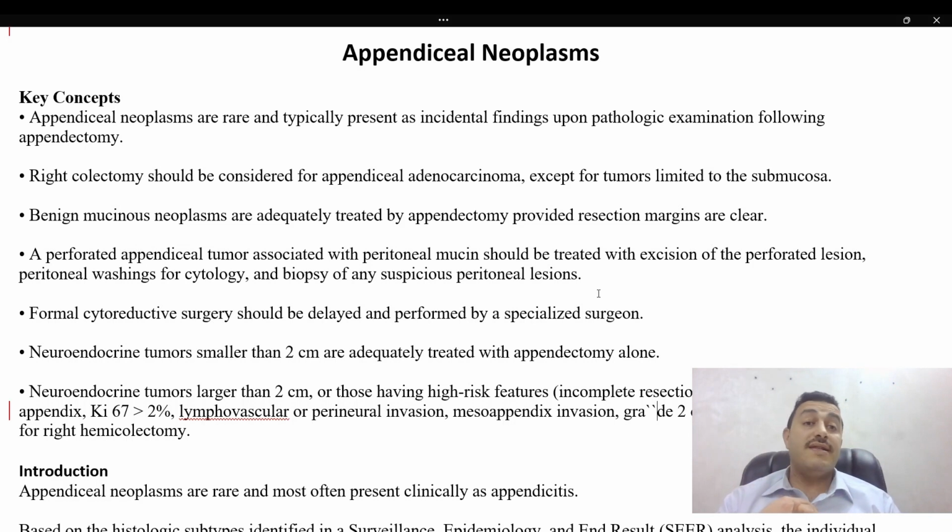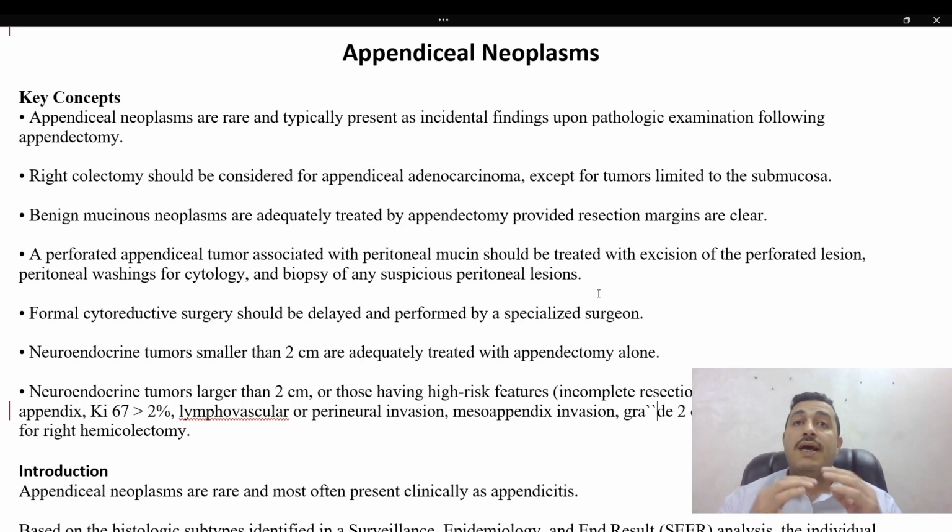We have 3 or 4 scenarios in appendiceal neoplasm. One of them is the adenocarcinoma, with different subtypes. The worst subtype is the signet ring cell. The best prognosis is goblet cell. We also have mucinous adenocarcinoma and clear cell adenocarcinoma. If we have an adenocarcinoma of the appendix that is limited to the mucosa or submucosa, in other words T1 well differentiated, it's enough to do appendectomy. Otherwise, we proceed to right hemicolectomy.